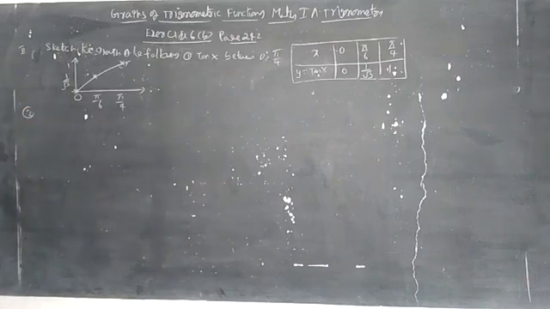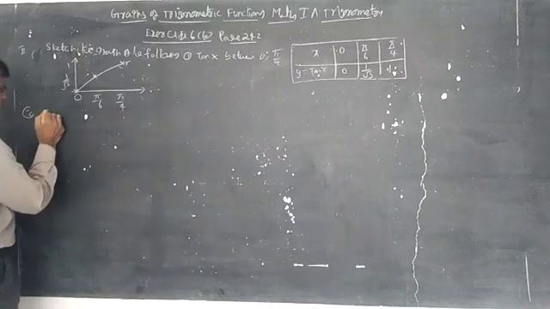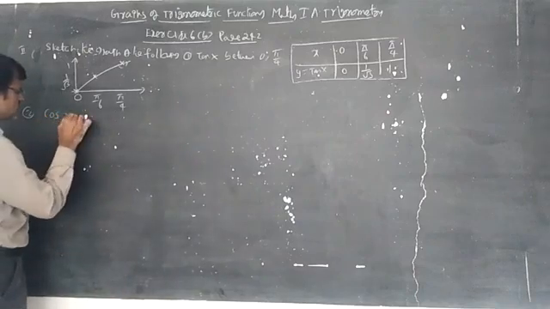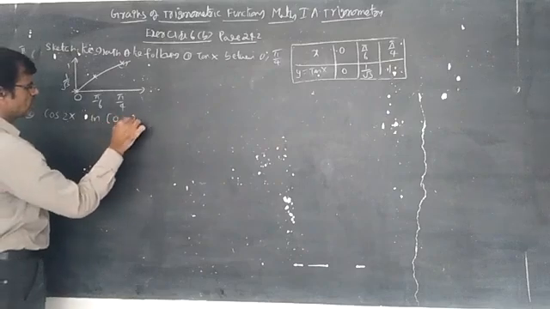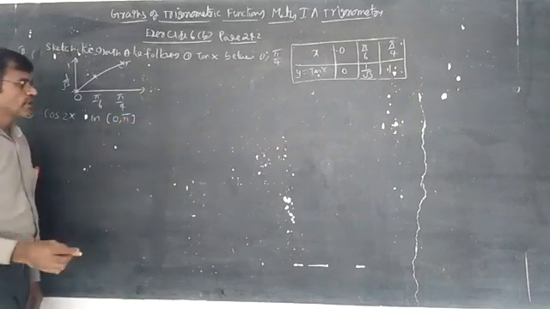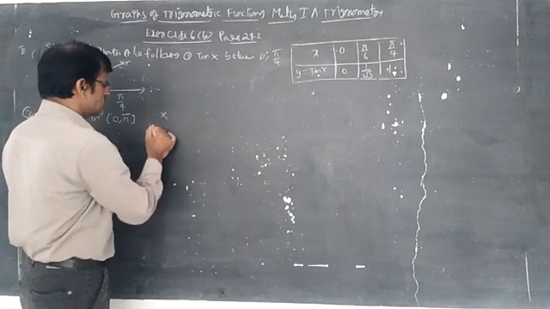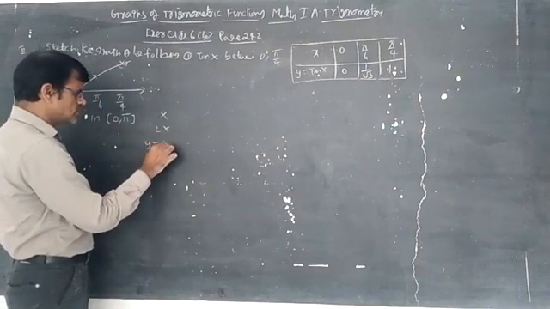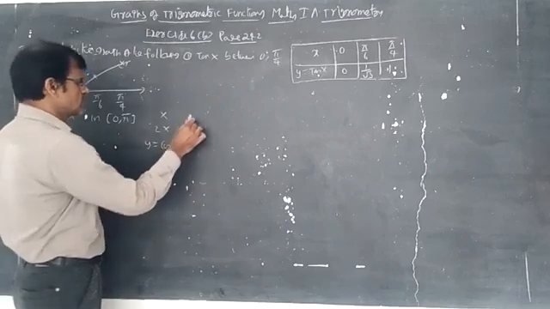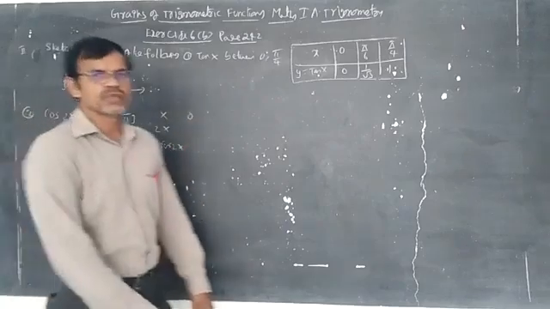Cos 2x in the interval 0, pi. The question is asking for the graph of cos 2x in the interval 0, pi. Now let us discuss: draw the table with x, 2x and y equal to cos 2x. Here he is asking 0, pi.